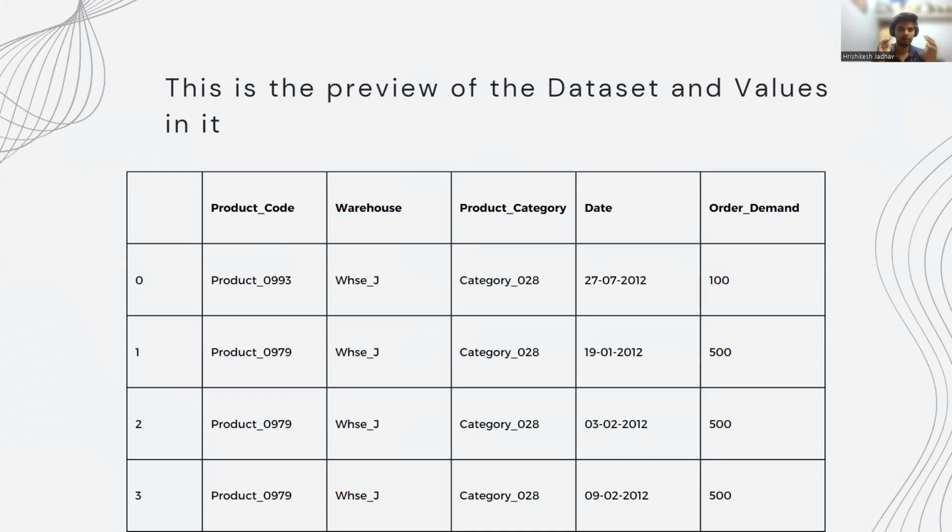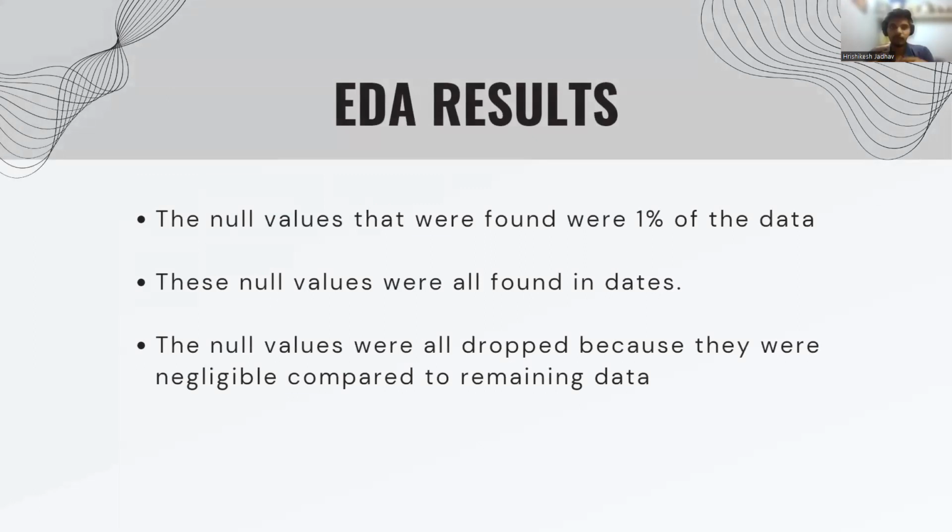We have to now predict which product we have to keep in the warehouse at which time of the year so that it can sell, and which stock we have to clear. So prescriptive analysis will give us the steps to do that. So we first perform exploratory data analysis on it.